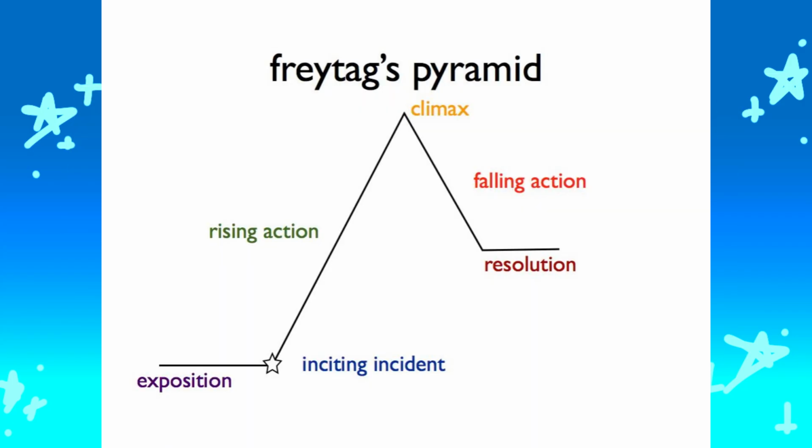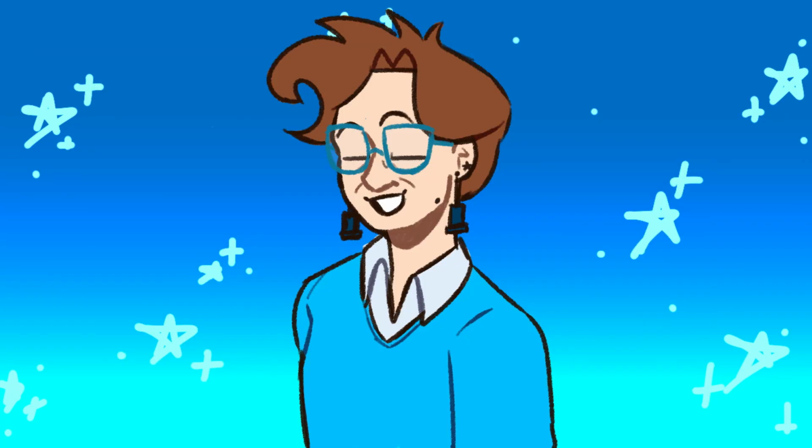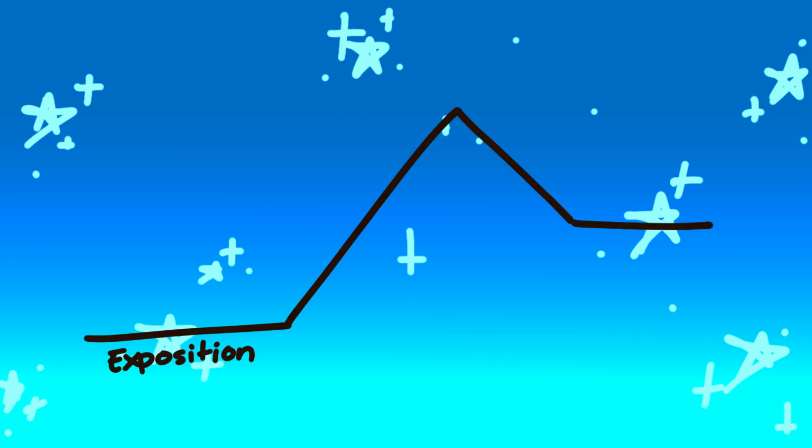Freytag's pyramid, also known as the plot pyramid or narrative arc, is the basic storytelling structure that you probably learned about in school. It breaks a story down into 6, technically 5, parts. The exposition, the background of the story, like settings and characters.